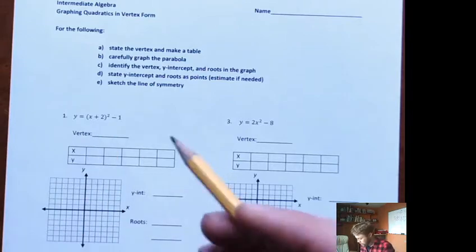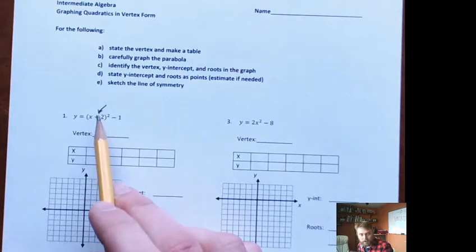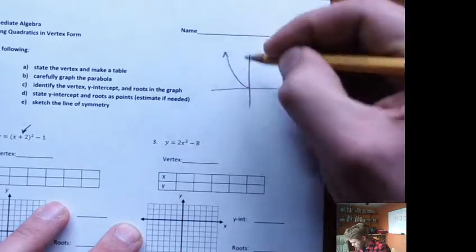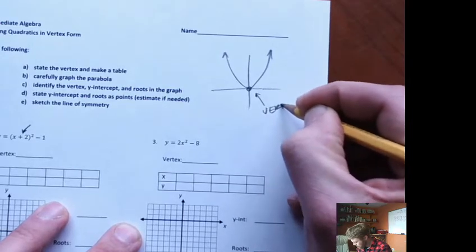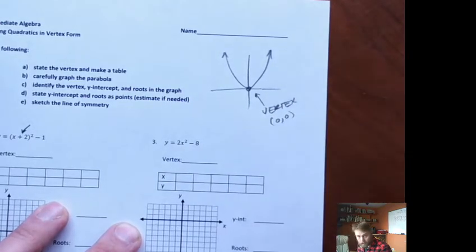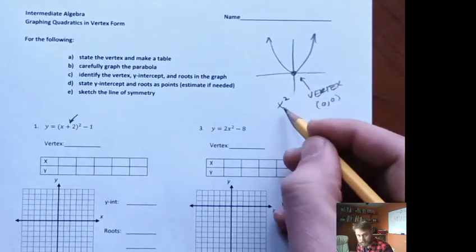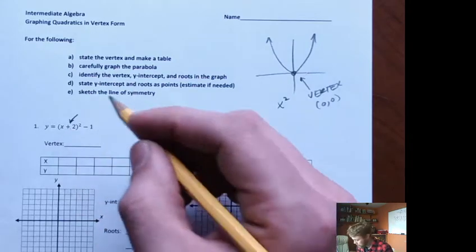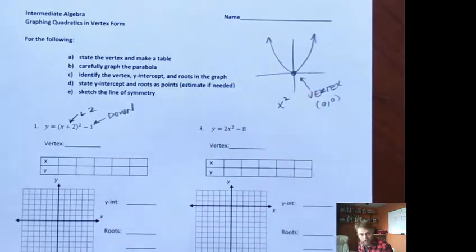And you have to remember, this on the inside here makes it shift left and right. So your parent graph, x squared, makes this parabola, the U shape. And the vertex is here at 0, 0 by default. Now this one's different. This has been shifted in comparison to the parent graph. You would think this would be right because of the plus, but it actually is opposite on the inside here. This is left 2 and down 1.